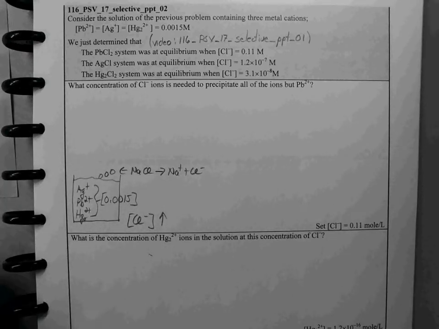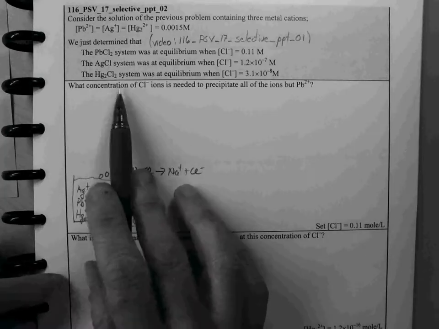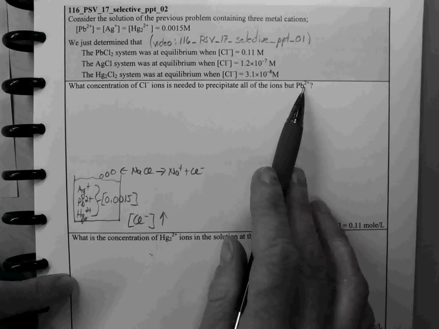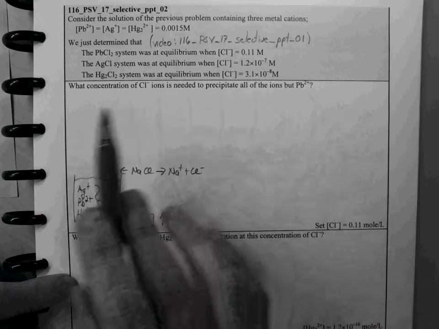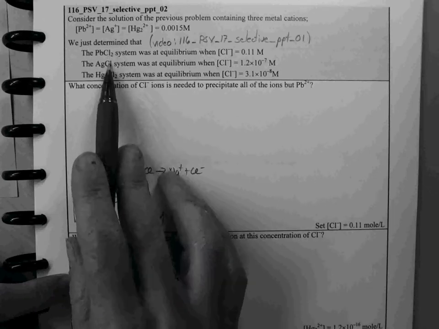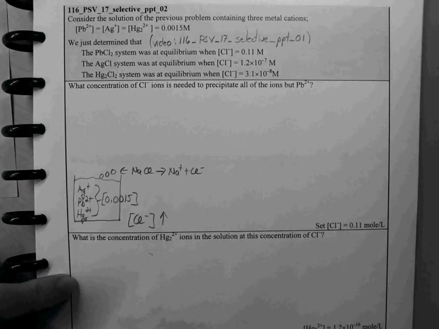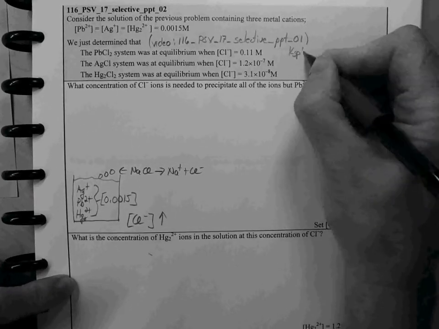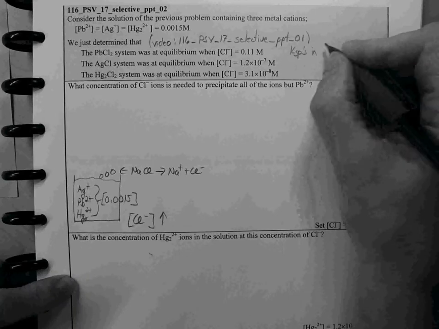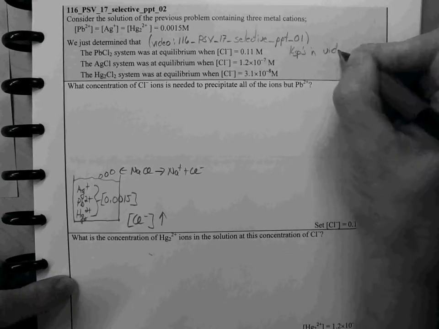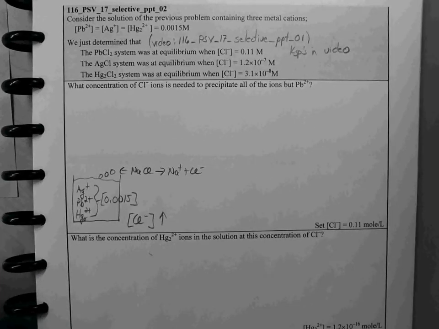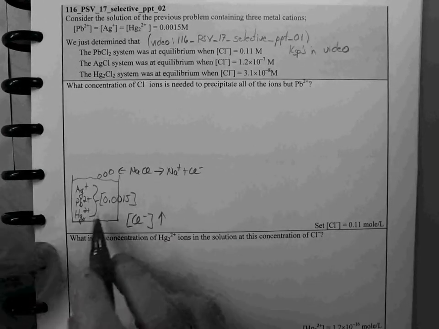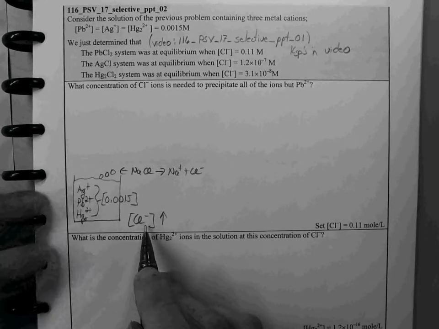Alright, now in this question, we want to precipitate out all of the ions except for lead. Lead is much more soluble than silver chloride or mercury 1 chloride. Oh, and a reminder, we have all the KSPs in that other video. Alright, so let's envision what's happening here. We have the chloride ion increasing.